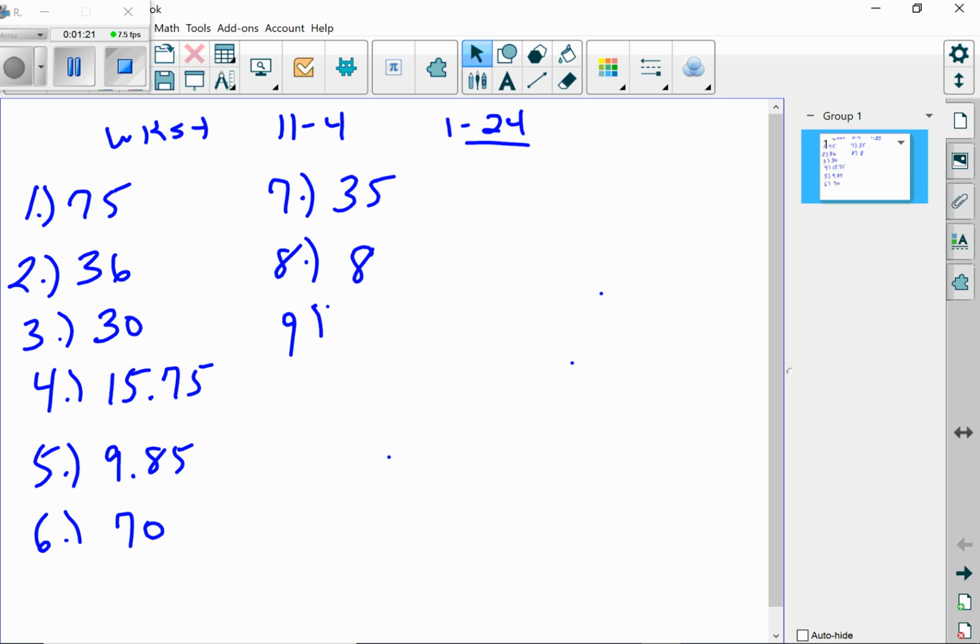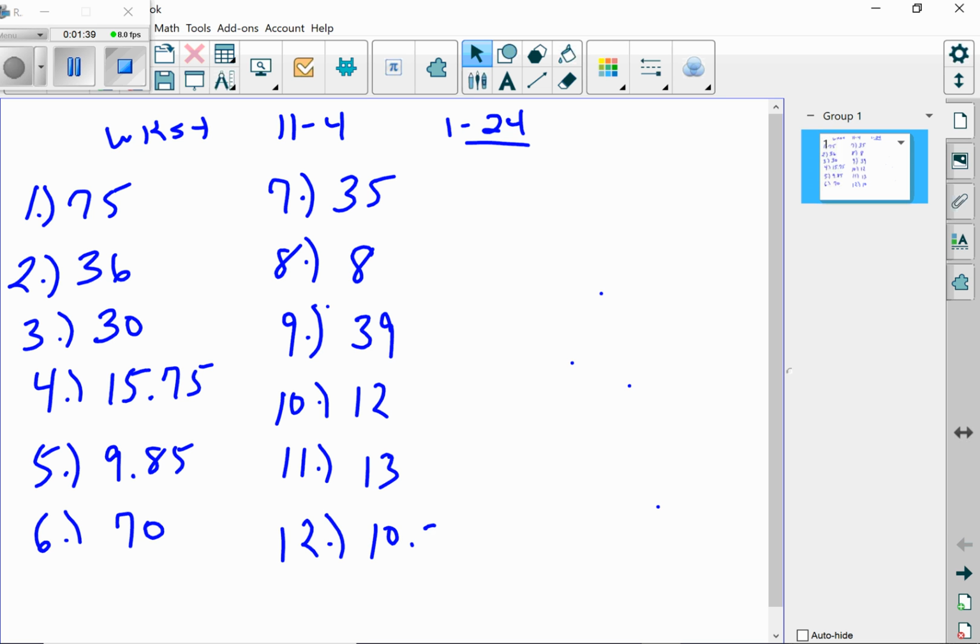Number 9, I have 39. Number 10, I have 12. Number 11, I have 13. Number 12, I have 10 and 39 hundredths, 10.39. Number 13, I had 11.70. Number 14, I have 12.81.